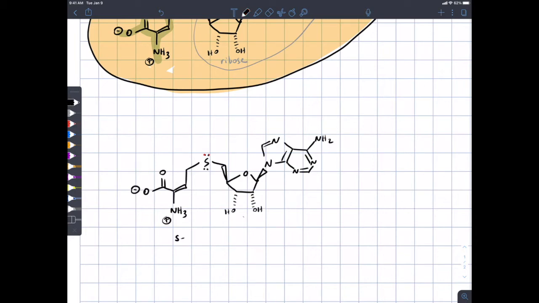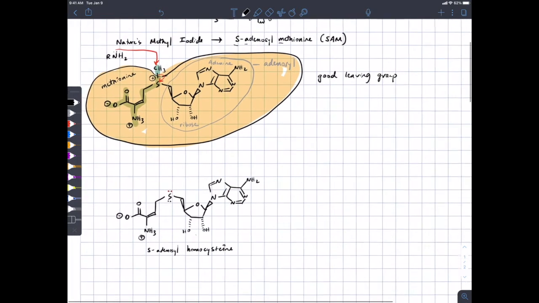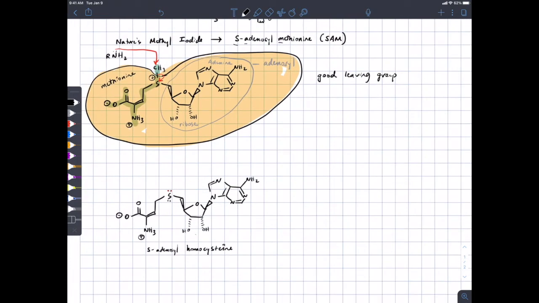This happens to be called S-adenosyl homocysteine, which is not one of the 20 standard amino acids, and this has to be recycled and reconverted into SAM before it can be used again. But the basic mechanism here when that molecule is used is a simple Sn2 reaction. Nature goes out of its way to have good leaving groups that can't do other undesired things.